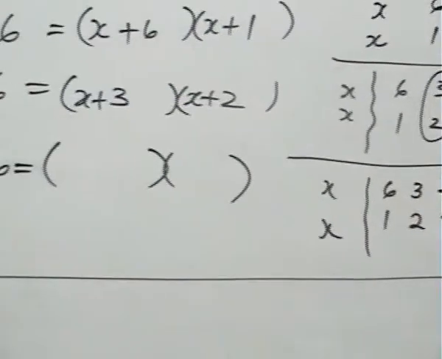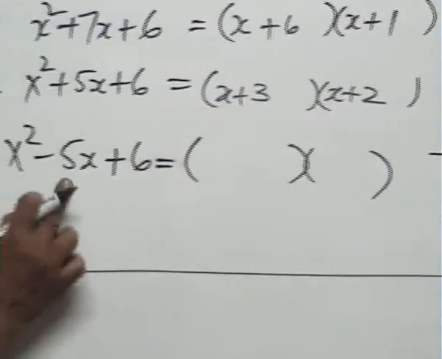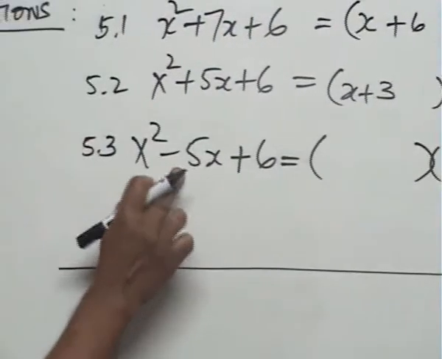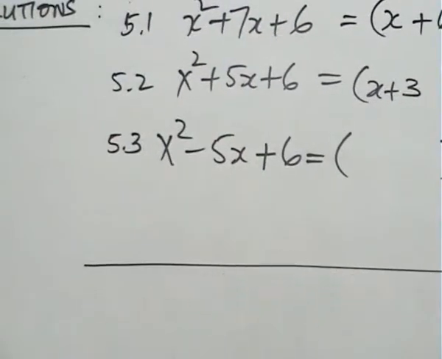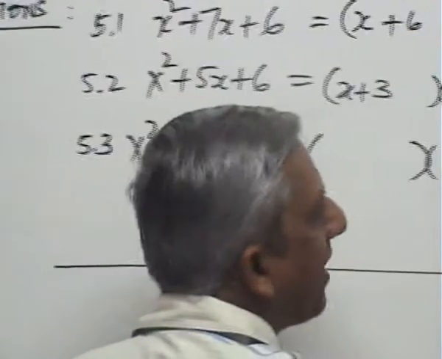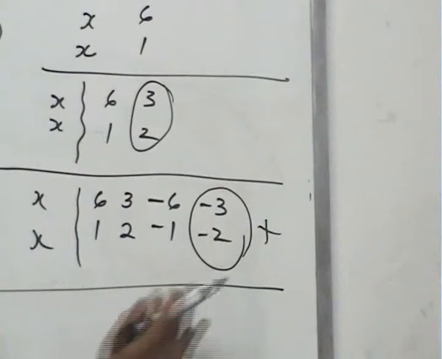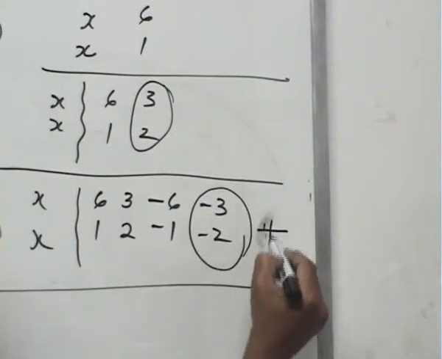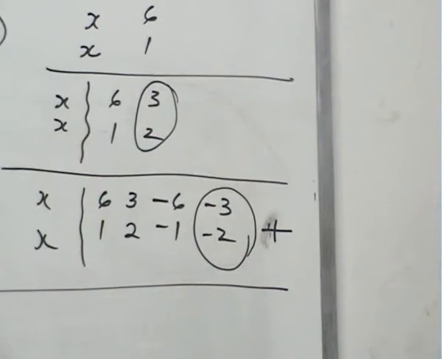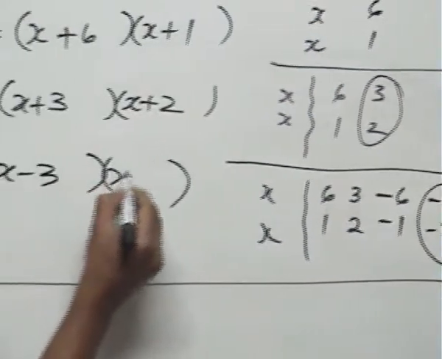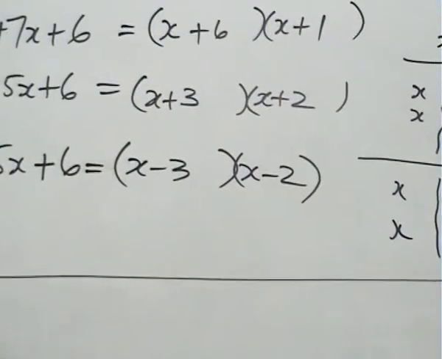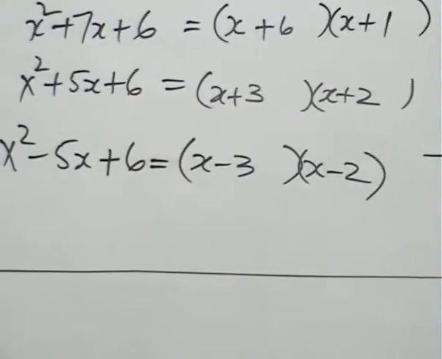So I've got many choices. But I'm looking for minus 5. So if you look carefully there, which combination is going to give you minus 5 when you add it? Well, if I add it, that's the one who will give me minus 5 when I add them. So, it's x minus 3 into x minus 2. Right, 5.4.